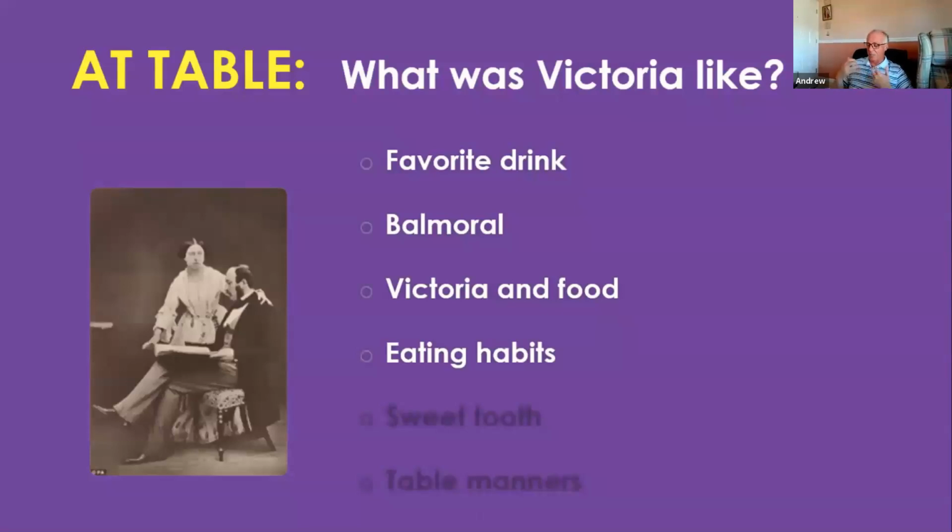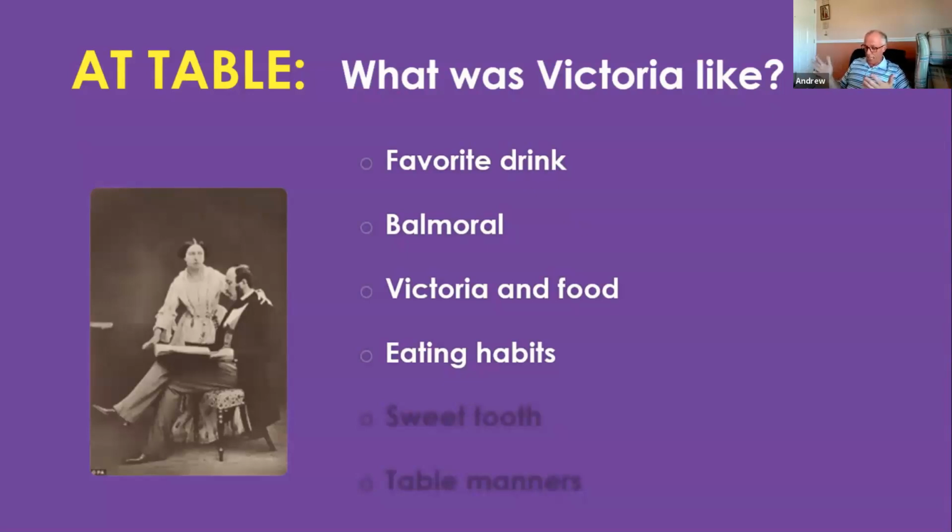And this becomes a constant complaint of people who get invited to the royal palace, that they never get time to actually eat any food because Victoria is eating her food so quickly. She's not talking to anybody. She's not making small talk. She's not doing anything else other than eating this food.